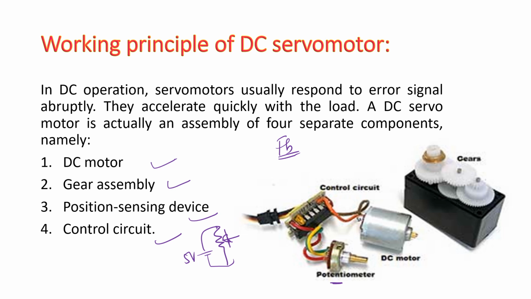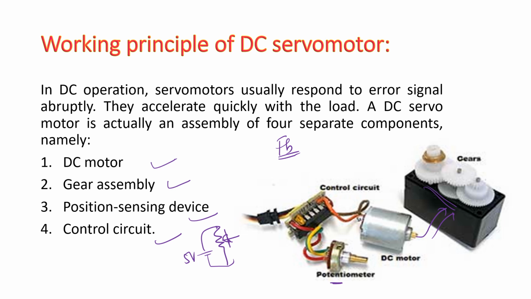And then you already have a DC motor. Based on the position, the control circuit will decide how much voltage should be given to the motor, so that the motor will be energized. Once the motor is energized, the gear arrangement is attached to it. Here we have three sets of gear arrangement. It is to amplify the actuation. So this is how it works.